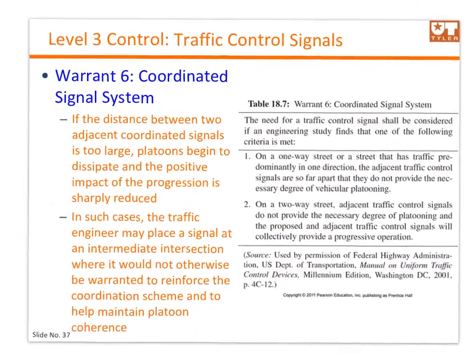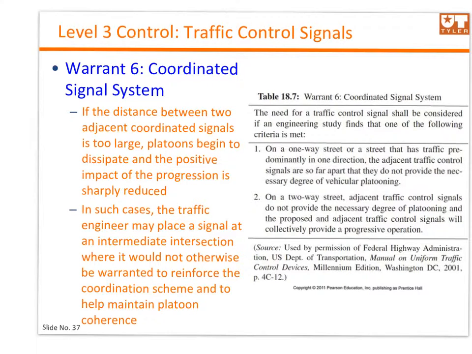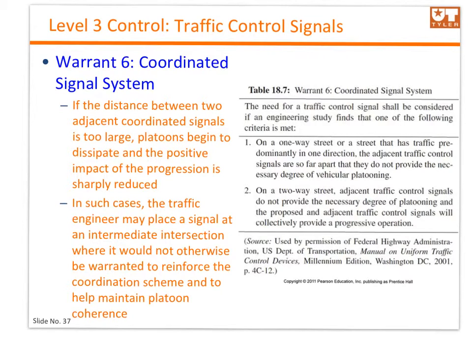We can also look at this table here, Table 18.7, which is from the MUTCD for warrant 6. Let's read it and see what it talks about. The need for a traffic control signal shall be considered if an engineering study finds that one of the following criteria is met. The first criterion is that on a one-way street, or a street that has traffic predominantly in one direction, the adjacent traffic control signals are so far apart that they do not provide a necessary degree of vehicular platooning. Or, on a two-way street, adjacent traffic control signals do not provide the necessary degree of platooning, and the proposed and adjacent traffic control signals will collectively provide a progressive operation. So that's basically warrant 6.